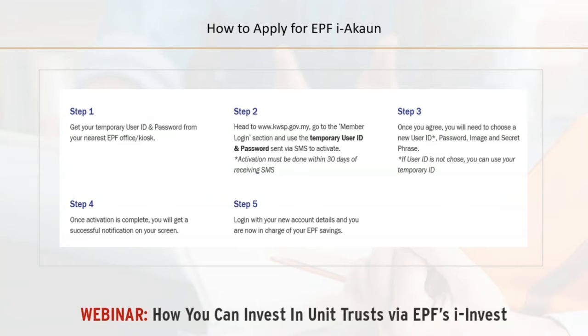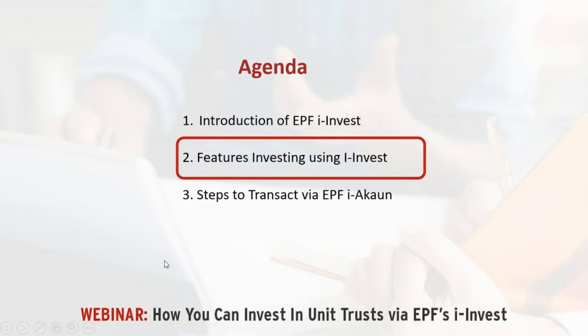After you get your temporary user ID and password, you may log into the KWSP website to change your own user ID and password. After successfully changing your ID and password, your account is considered activated, so you may log in to start your investment. For the next, I will discuss the features of investing through i-Invest.